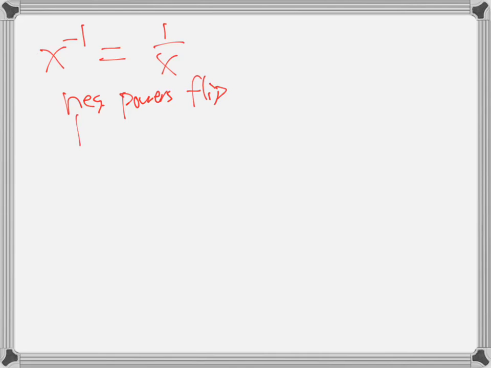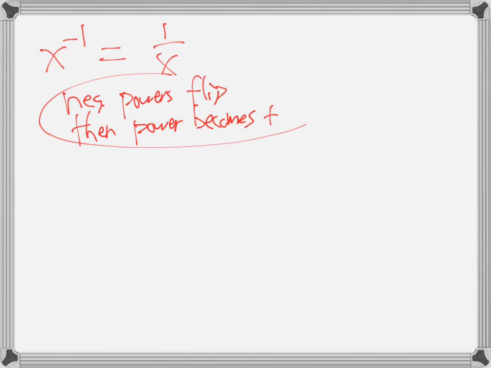And then the power becomes positive. So negative powers flip, then the power becomes positive. So if you have x to the -2, what will that do? It'll flip it, and then the power will become positive 2, or regular 2. Does that make sense? When you have a negative power, it flips it, and then the power becomes positive.